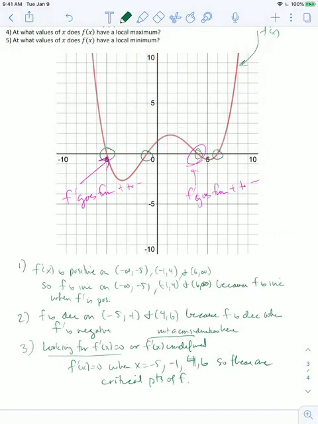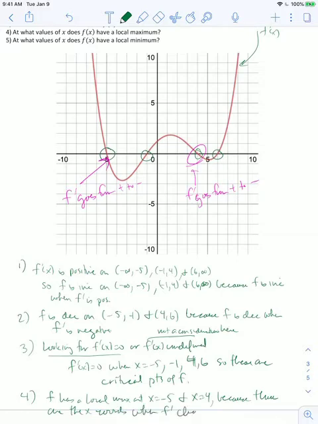So let's answer that then. f has a local maximum at x equals -5 and x equals 4, because those are the x coordinates where f prime changes from positive to negative.